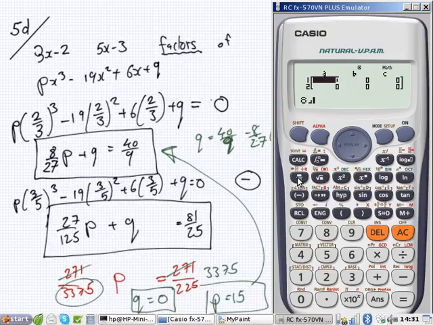8 over 27, enter, because I'm typing in the two equations. The next number will be 1, correct? The next number will be 40 over 9. The next number is 27 over 125, then 1, and then lastly 81 over 25. So my answer should be 15 and 0. First answer, 15. Second answer, 0. Nice. You can confirm your answer in the exam. Now you know it's right.